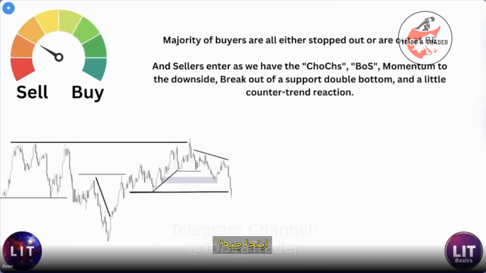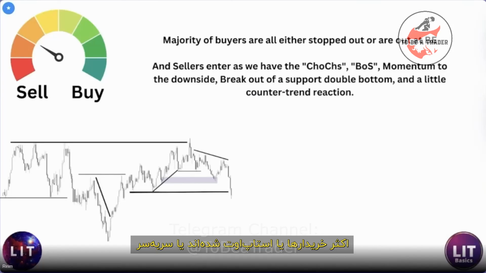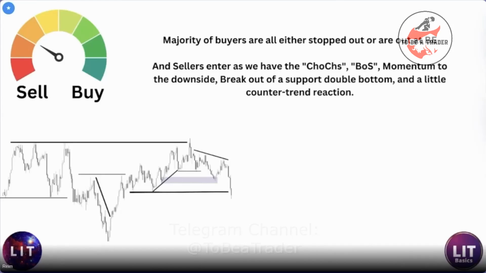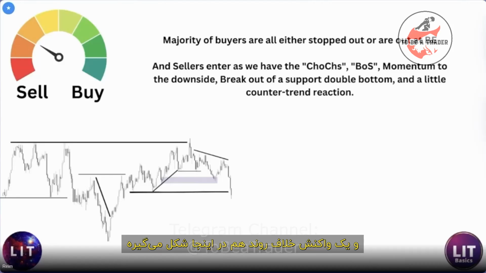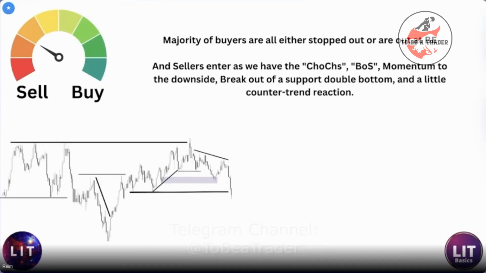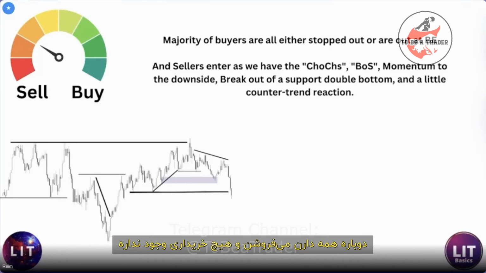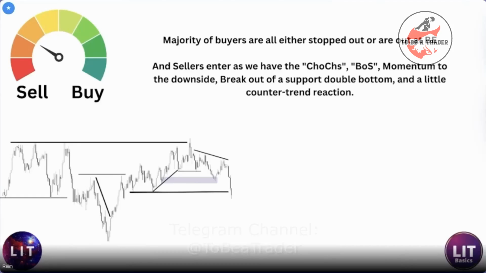Boom. Here is what? Majority of buyers are either stopped out or out at break even, and sellers enter, as again, we have the CHoCH in here, the change of character, the break of structure, momentum of the trend line, further of the trend line, and of course, support double bottom, right? Got broken in here, right? And a little counter trend reaction as well from here. So obviously sellers are getting in. Buyers are stopped out, they got liquidated. But again, now the world is selling and there's no buyers because usually normal buys off of here. They usually buy off down there or maybe in here, but no one buys in here.